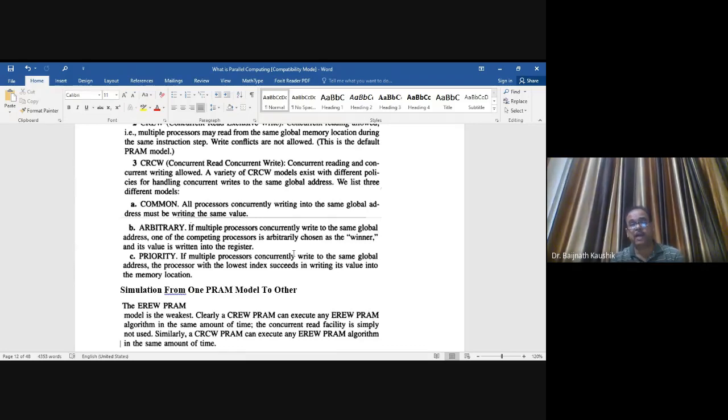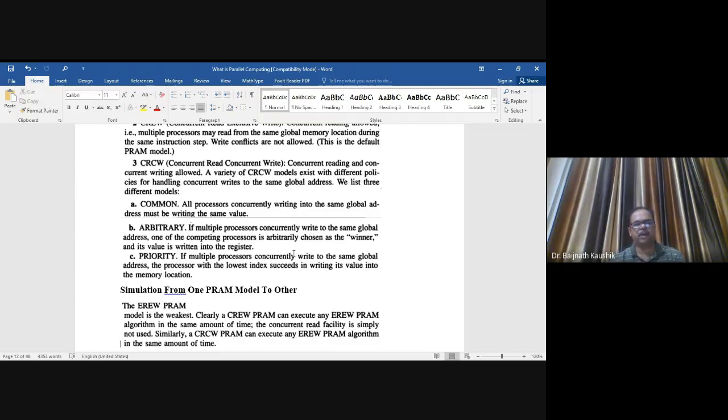The second type of model is the arbitrary model. In the arbitrary model, if multiple processors concurrently write to the same global address, one of the competing processors is arbitrarily chosen as the winner and its value is written into the same shared global memory. Then among the remaining processors, another arbitrarily chosen winner is allowed to write the result, and so on, and all the processors write their results into the same shared global memory.